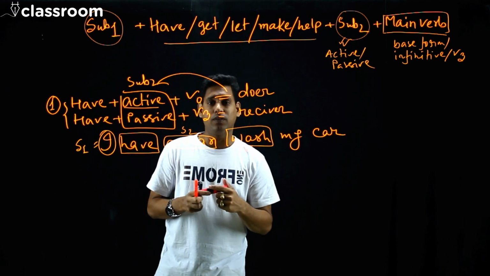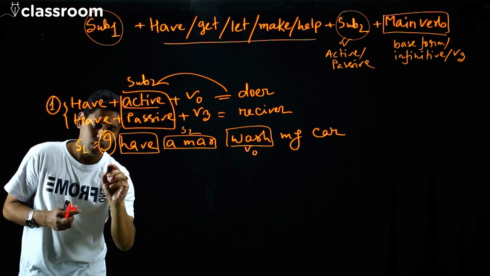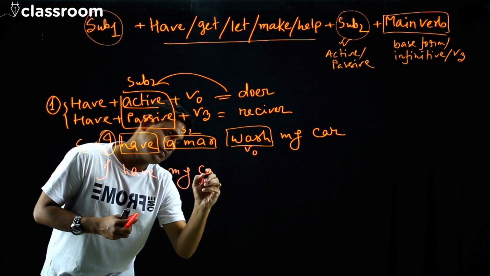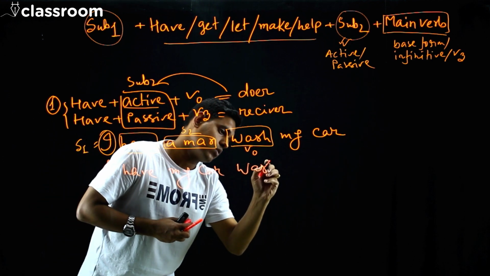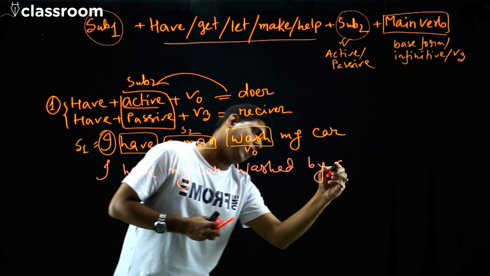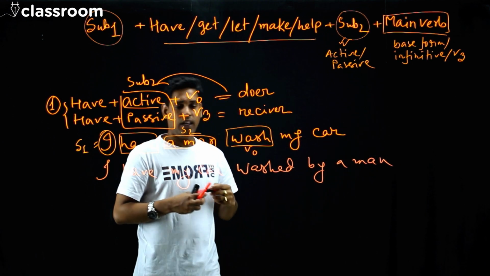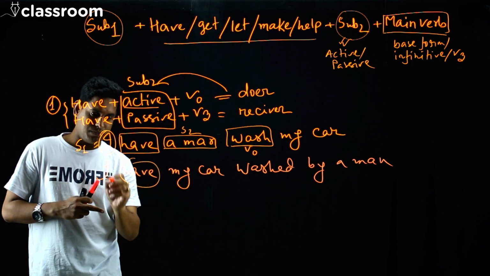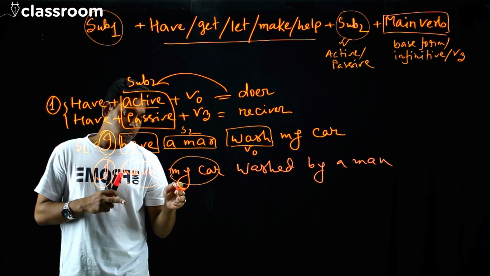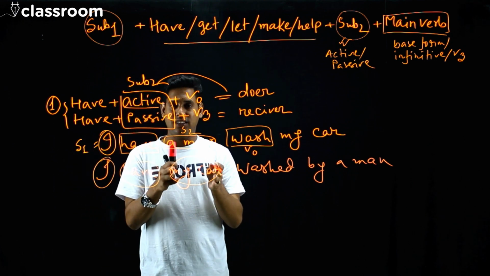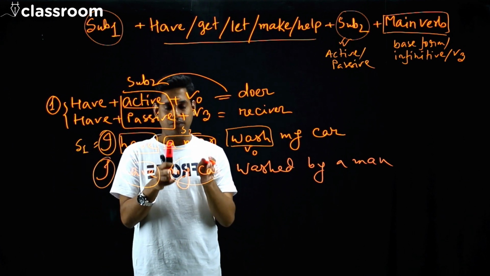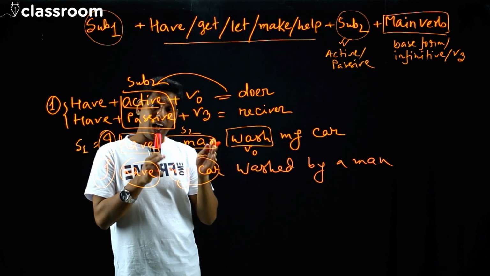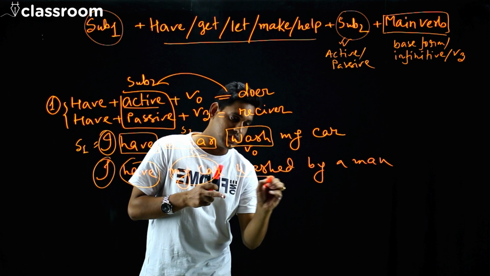But if it is in passive tone, then what happens? Like, I have my car washed by a man. Look at the example. In the sentence, again I'm using have, and the have has two subjects, I and my car. And look at subject 2, my car. This is not in active tone, this is in passive tone. So you can define subject 2 as a receiver, and because of being receiver, you need to bring the past participle form of the main verb, and that is washed.